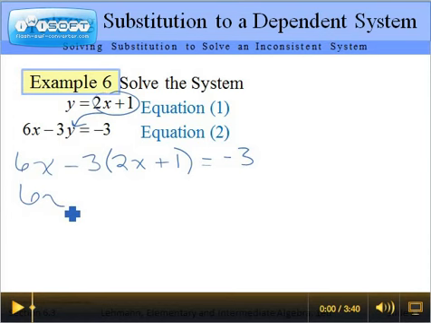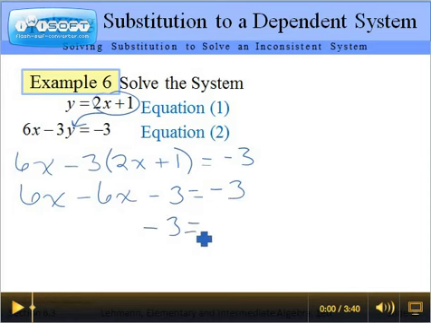So this gives me 6x minus 6x minus 3 is equal to negative 3. 6x minus 6x cancels out, so I'm left with negative 3 is equal to negative 3. So in this case, I'm left with a true statement. So since negative 3 equaling negative 3 is a true statement of the form A equaling A, we conclude that the system is dependent, and that the solution set of the system is the set of ordered pairs represented by the points on the line y equaling 2x plus 1.